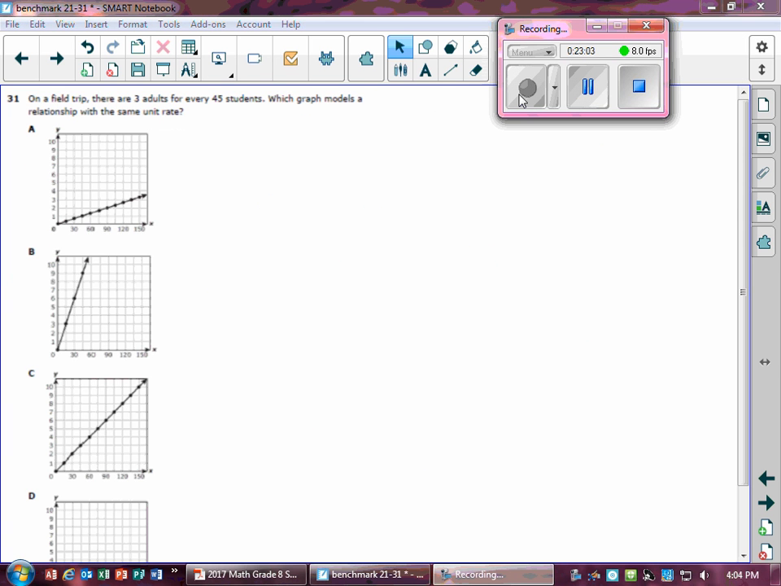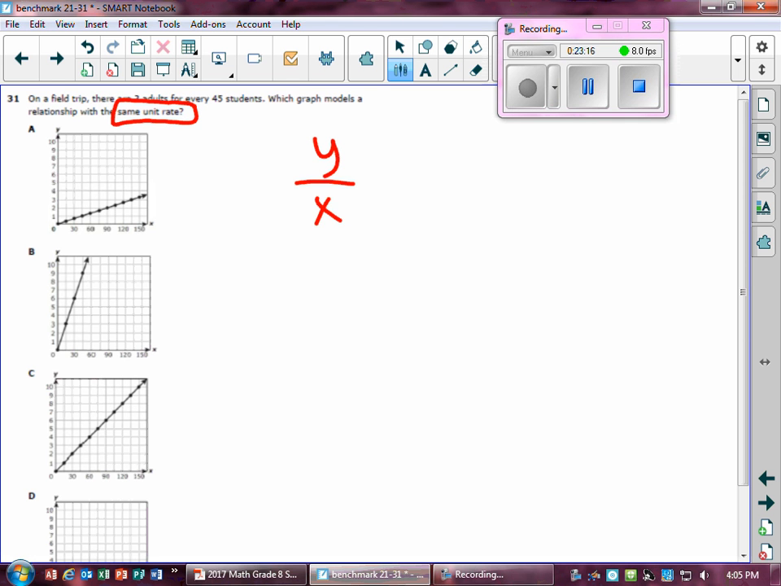All right, let's solve one. On a field trip, there are 3 adults for every 45 students. Which graph models the relationship of the same unit rate? Again, unit rate is our slope. It's going to be your change in y over change in x. Looking at my y-axis, my number line is really small, so that's how I know it's talking about 3 adults. So my change is 3 adults over 45 students.